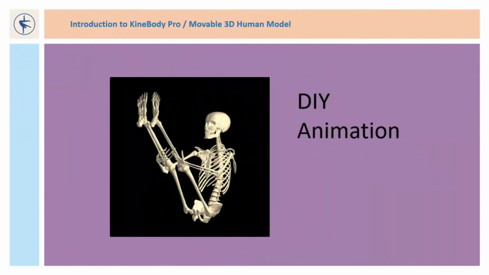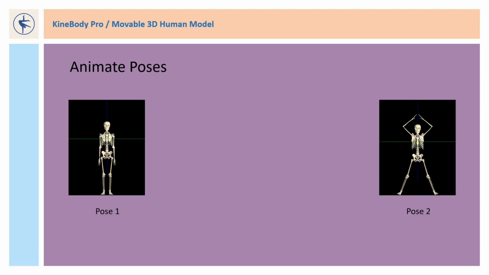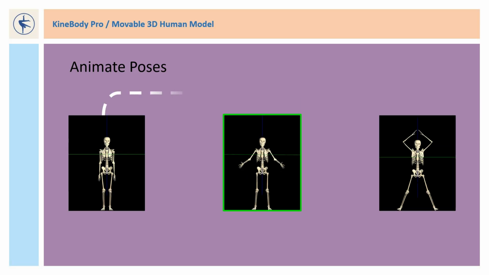And now for KineBody Pro's most impressive feature, you can animate your poses. To create a simple animation, all you have to do is select 2 poses and click the play button. The app interpolates the movement between the saved poses to effectively display continuous motion. By default, the animations play repeatedly in a smooth return from the end pose back to the start pose.